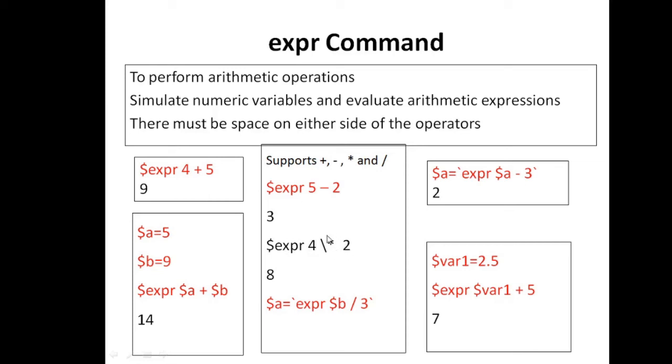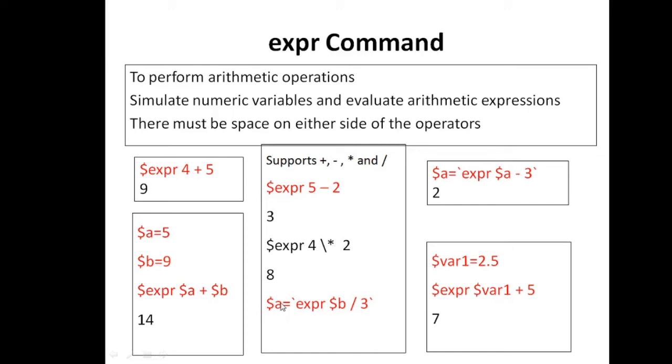What is that? Because this asterisk has a special meaning, it has to be prefixed with a slash symbol here. What is the special meaning of this asterisk? It is a wildcard character. It stands for the files in the current directory. So we have to escape the special meaning. So I give 4 slash star 2. That means 4 multiplied by 2. You get a value 8.